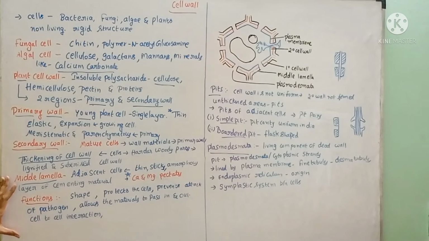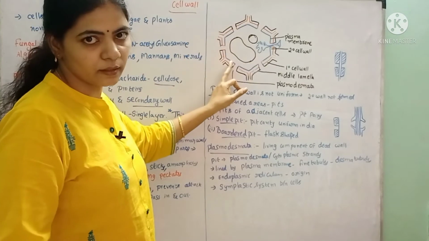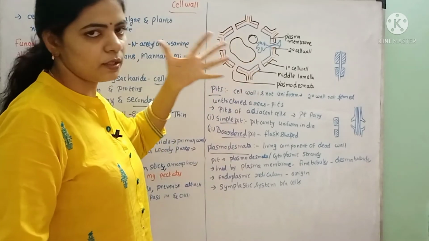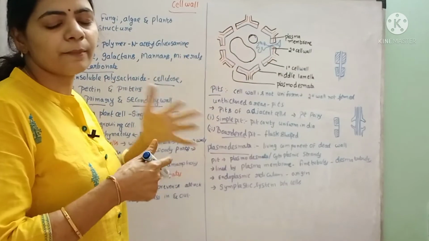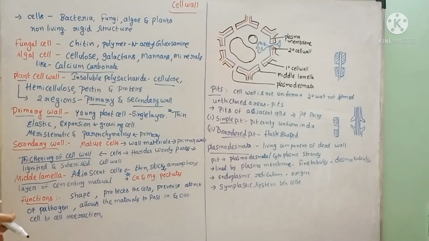And what are the functions of the cell wall? The cell wall gives a proper shape to the cell, right? If the cell wall is not present, the cell is a very flexible structure without a proper shape.